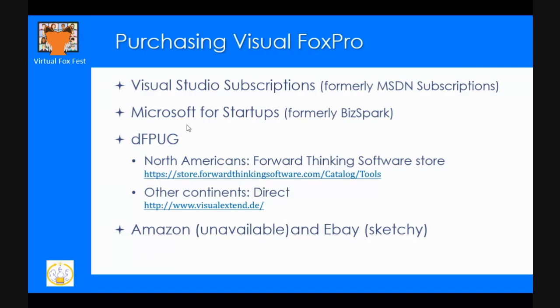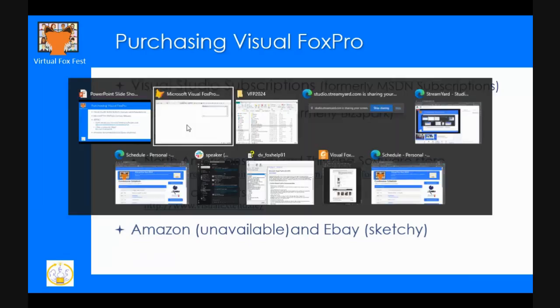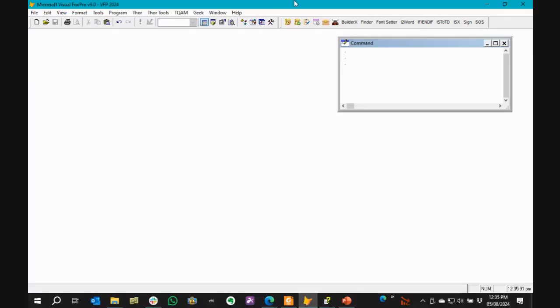North Americans go to Forward Thinking Software. Full disclosure, that's the company that Doug and I have for CleverFox. We have a store there. We sell his bundle. And then anyone else outside of North America goes directly to Rainer to get their license. They have it bundled with their Visual Extend framework. Let's just take a look at where all that can be located.